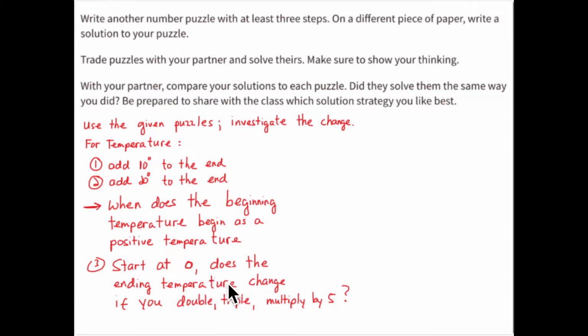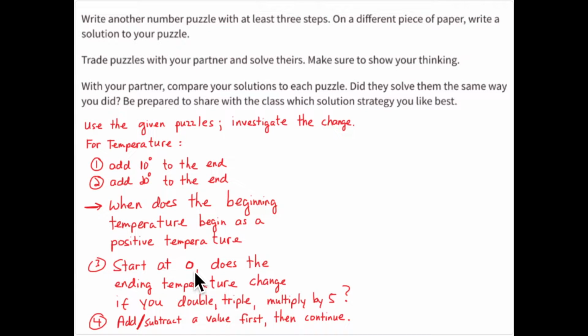So if you start at 0, does the ending temperature change if you double, triple, multiply by 5? And the answer to that is no, because 2 times 0 is 0, 3 times 0 is 0, 5 times 0 is 0. Rather than multiplying first when starting at 0, you might add or subtract a temperature. And by subtracting, I mean add a negative temperature to the very first value and then continue.